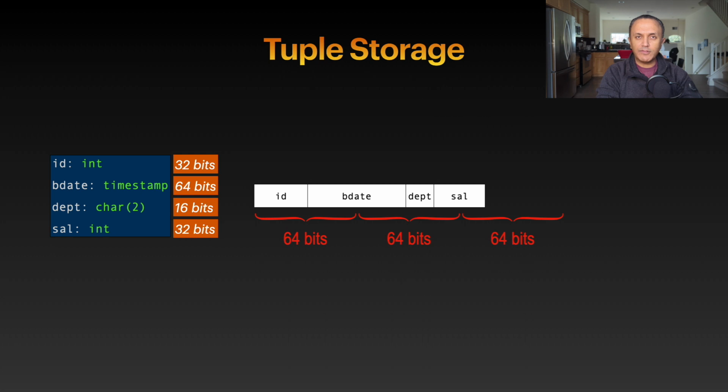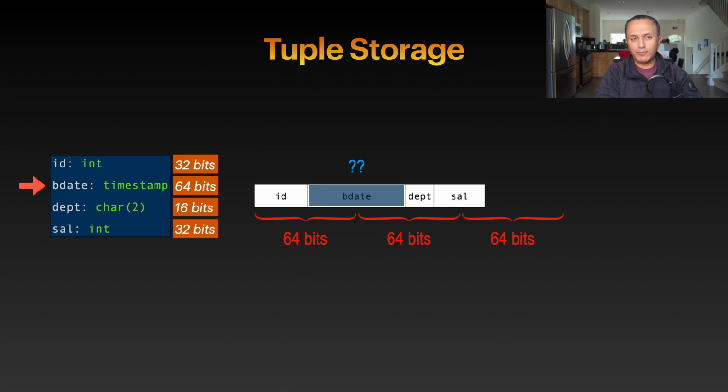ID is 32 bits, but we only read 64 bits at this boundary. So we're going to read those 64 bits and then just ignore the second half, take the first half, and interpret that as a 32-bit integer. But what happens if we want to read the birth date?